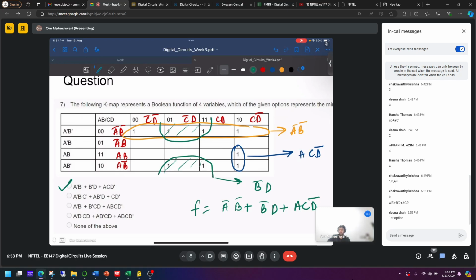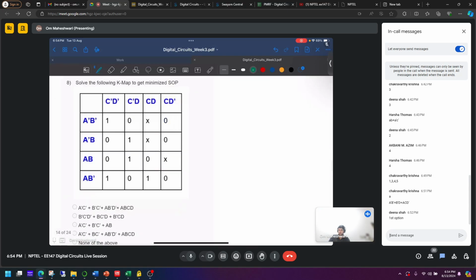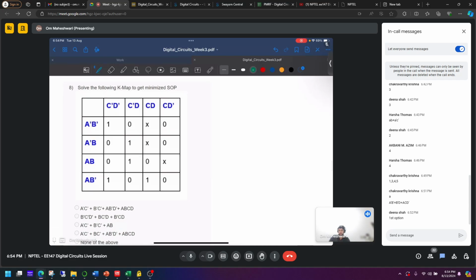All right. So next question is again for K-map. But now here we see there is something different in this K-map, right? You see there are crosses also. So we call these crosses the don't care case.